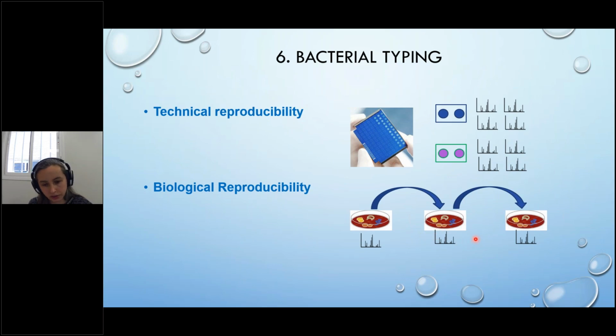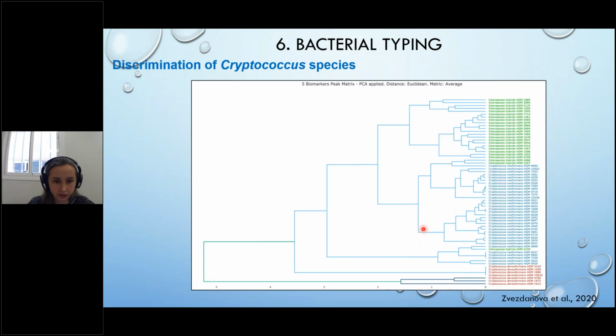Then we subculture the sample, and on day two we do the same, and day three, and then we compare different protein spectra from different days. And then ideally, you test the same samples in different research centers, in different laboratories, and compare the data too.